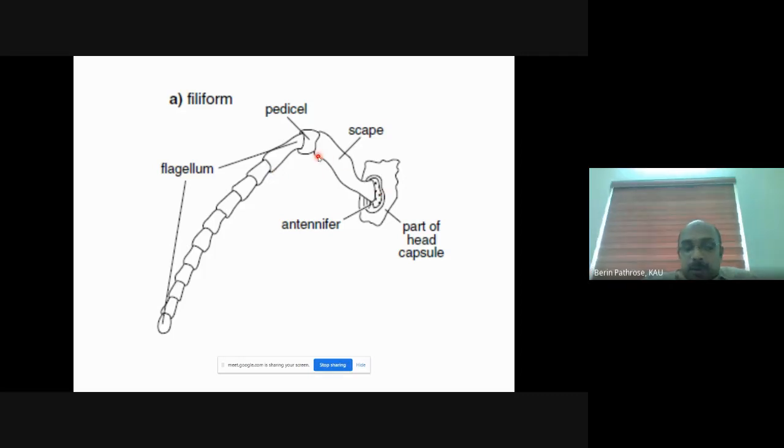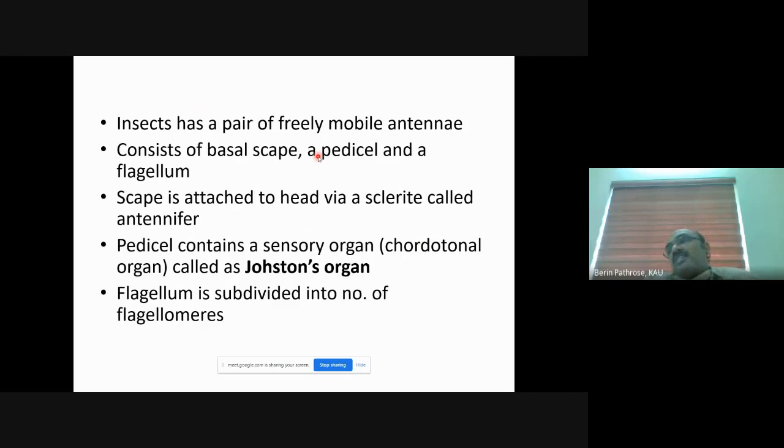And with respect to the pedicel, we have a sensory organ in the pedicel, and that sensory organ is called Johnston's organ. This sensory organ is also sometimes referred to as a chordotonal organ. I will discuss what a chordotonal organ is later when we discuss the sense functions of antennae. So the pedicel has a sensory organ, sometimes referred to as a chordotonal organ. It's called Johnston's organ. So this is the basic structure of the antenna.